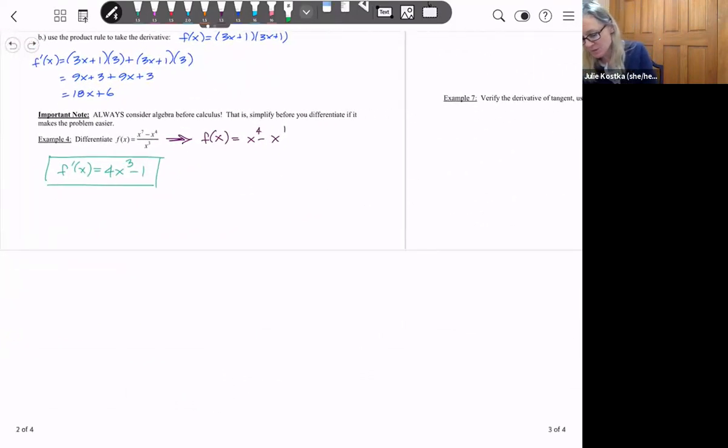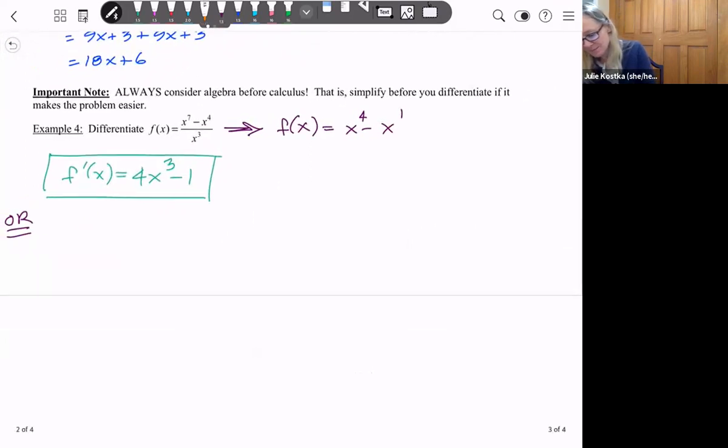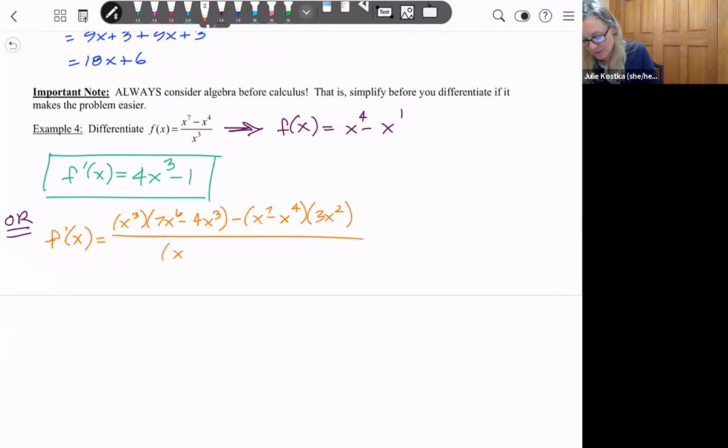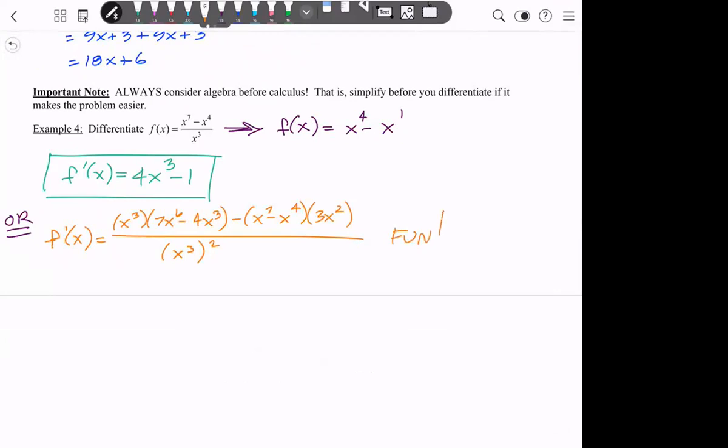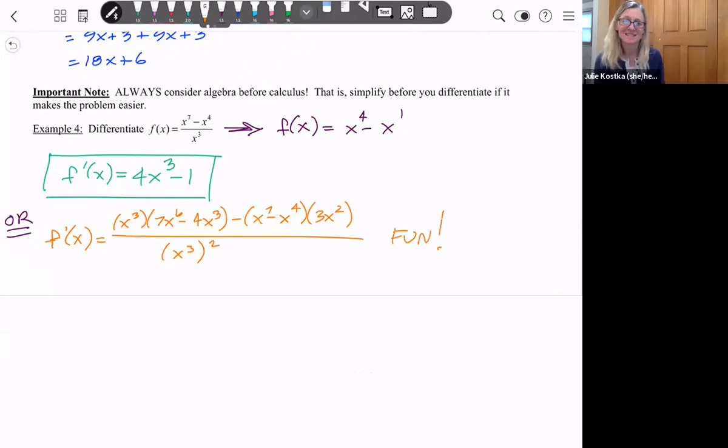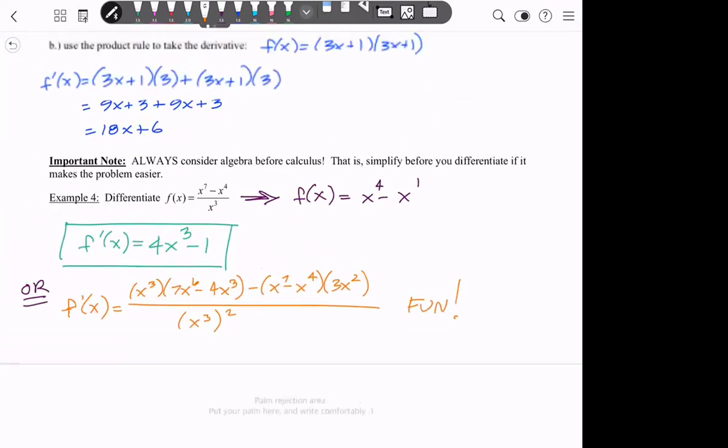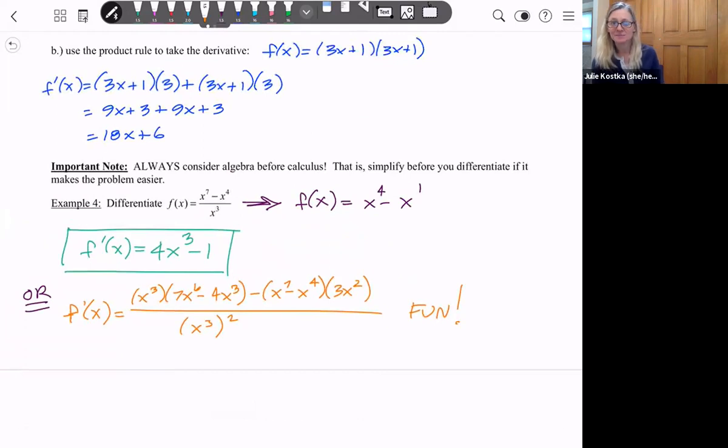If I worked this with the quotient rule, it would look like, here we go, f prime of x is low d high minus high d low over the low squared. Fun. Right. Simplifying that. See what I mean? Let's stick with the algebra first, at least consider it.